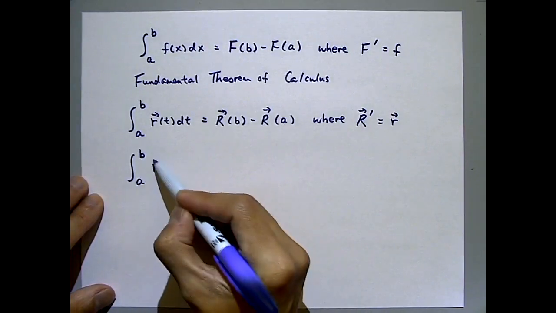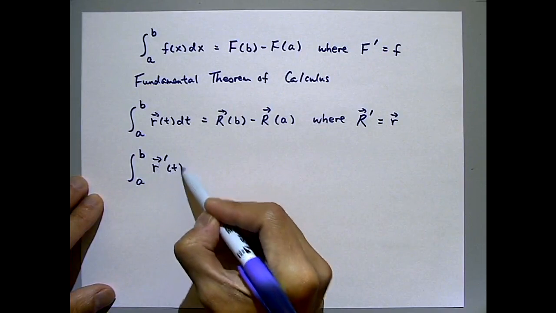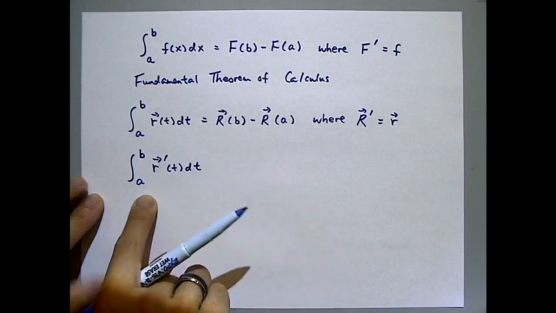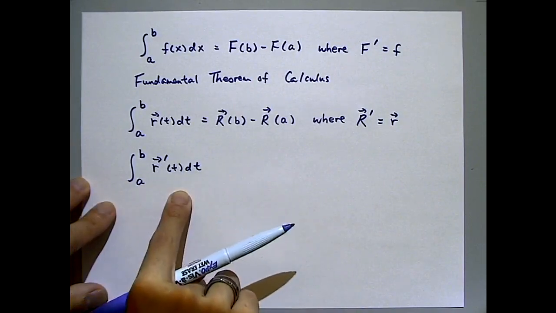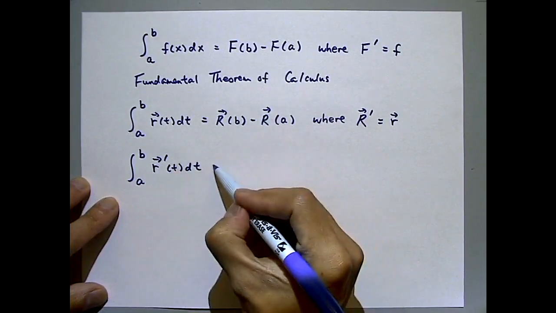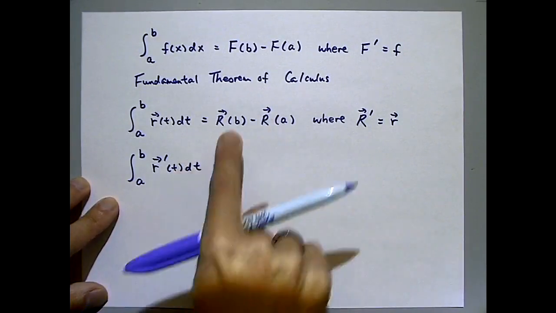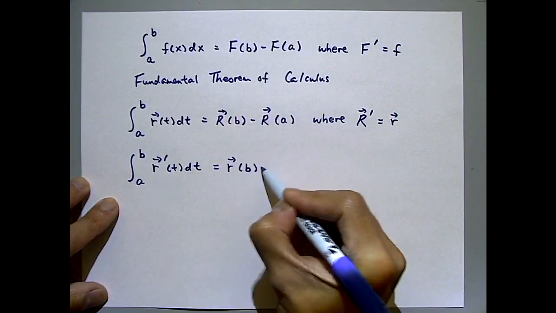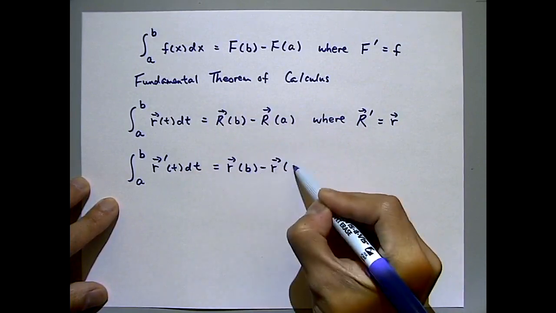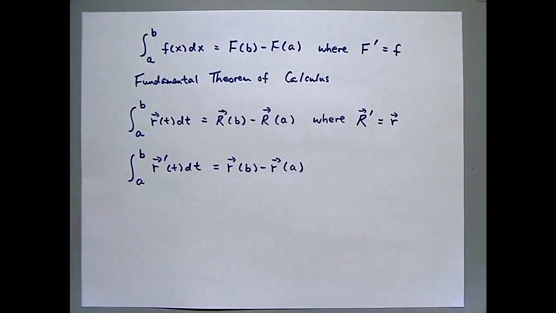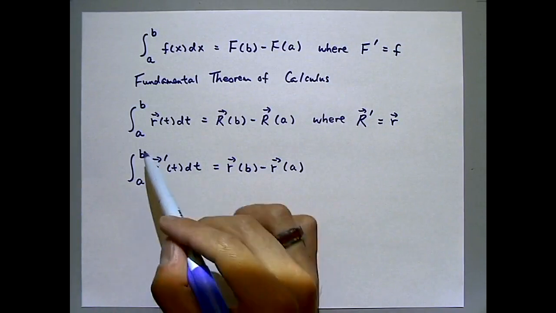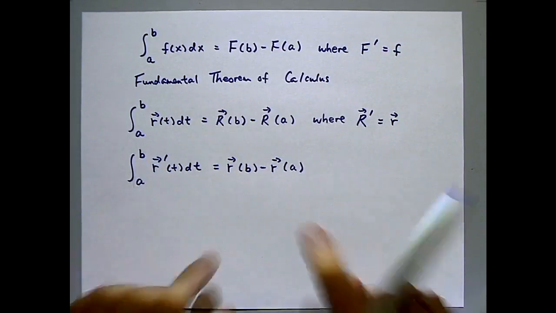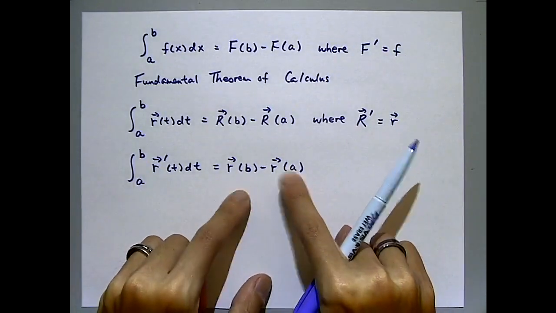So for example, if I integrate the tangent vector from a to b, then these big R's are just a regular R. So this is saying that if I integrate a tangent vector from t equal to a to t equal to b, the end result is a difference of two position vectors.